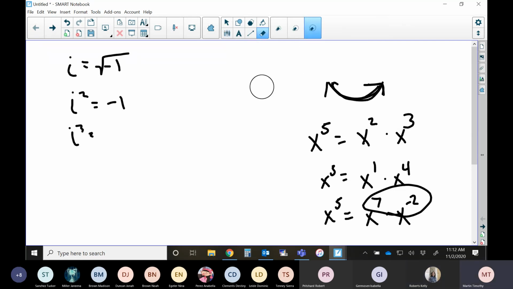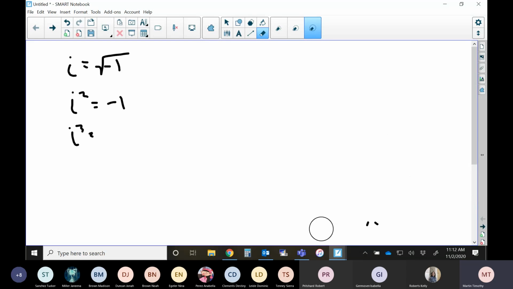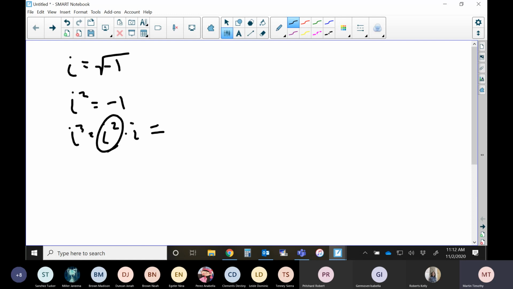Now, we want to do it the easiest way because we want to try to make it easy on ourselves. So how could I rewrite i to the third? What could that be the same as? i squared and i. And what is i squared really equivalent to? -1. And what is i really equal to? Square root of -1. So what is i to the third really equivalent to? Negative square root of -1. Perfect. Is that making sense?